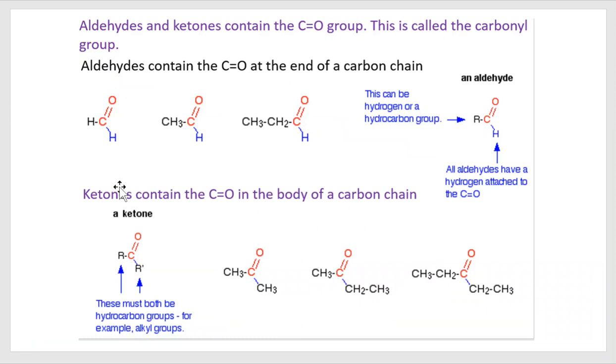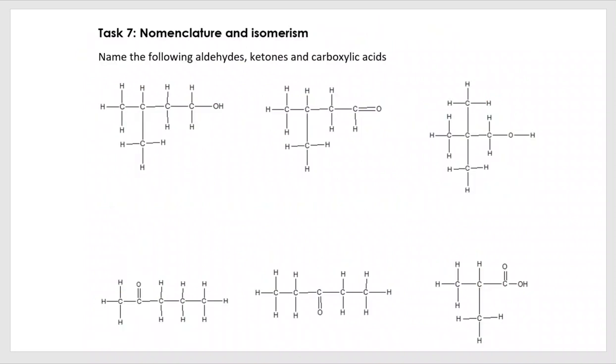We've got some information here about aldehydes. An aldehyde is where you have a C double bond O on the end of a carbon chain, and a ketone, the C double bond O, is in the body of a carbon chain. We also need to know that carboxylic acids have a COOH on the end of a carbon chain. Let's put it into practice and have a go at naming these compounds. Now they are aldehydes, ketones, carboxylic acids. Some of them are also alcohols. When you've tried it, unpause and we'll review.